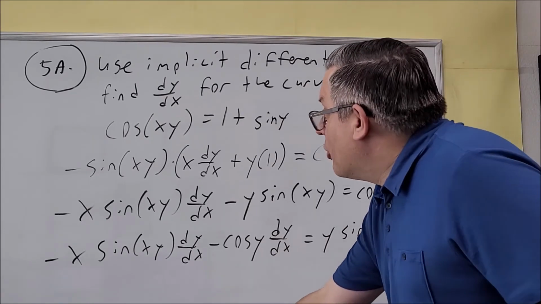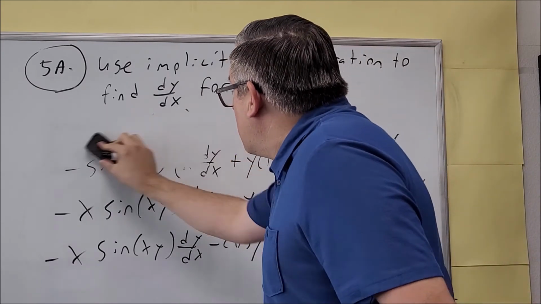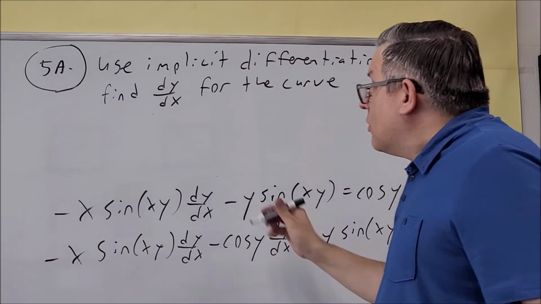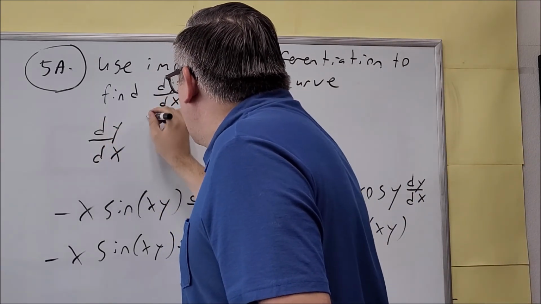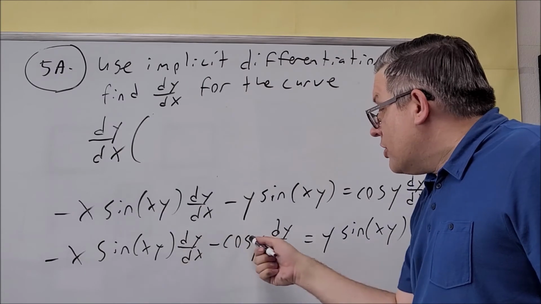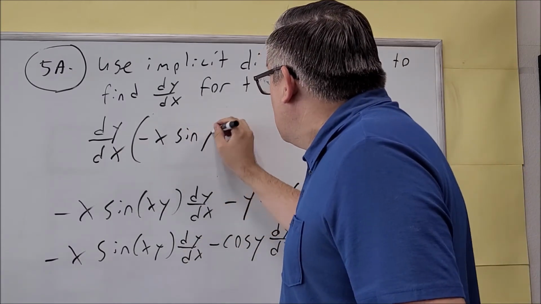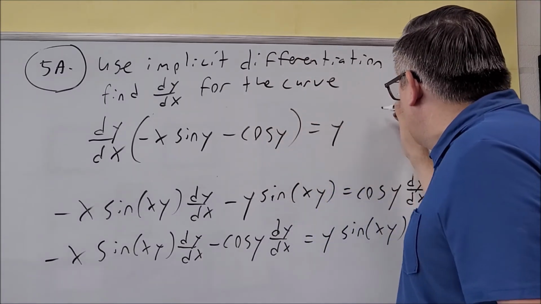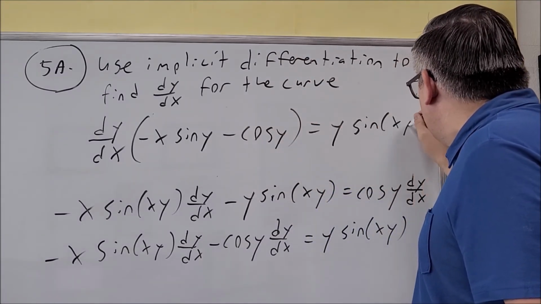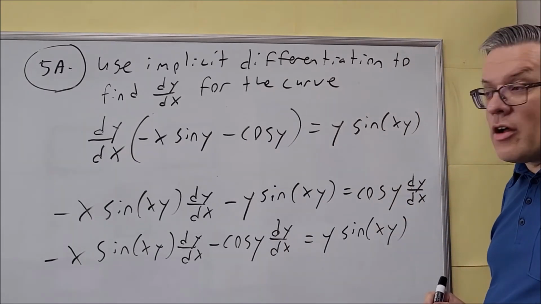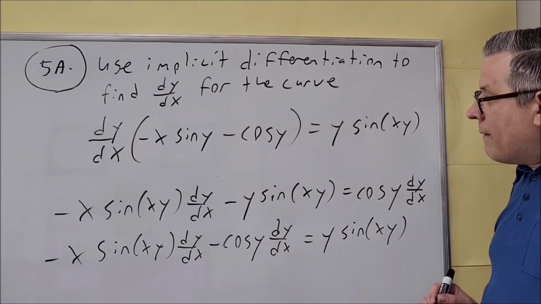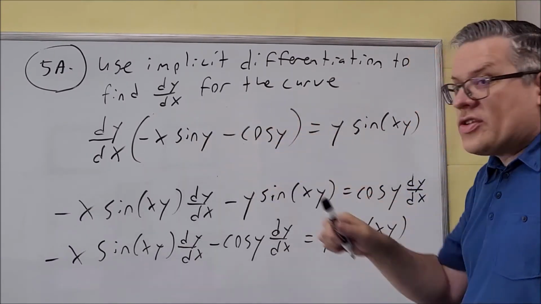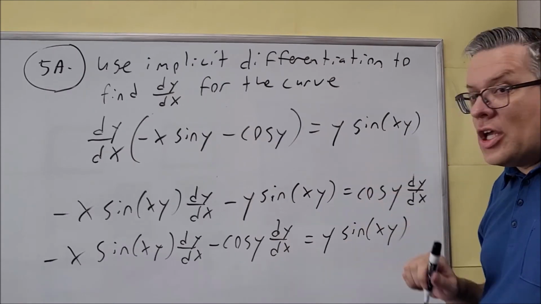So with that, I'm going to go up here and kind of rewrite over this so we can solve for it. The next step is factoring. So dy/dx we're going to factor out, and we're going to put these two things in there, negative x sine y minus cosine y, and all that's going to equal the right-hand side. Okay, so you want to factor it out to get to that point. And then once you have it factored out, you're going to divide both sides by what's inside the parentheses, and that's going to give you dy/dx.